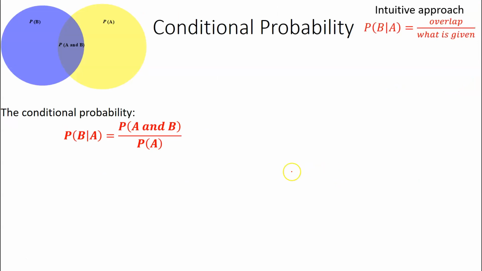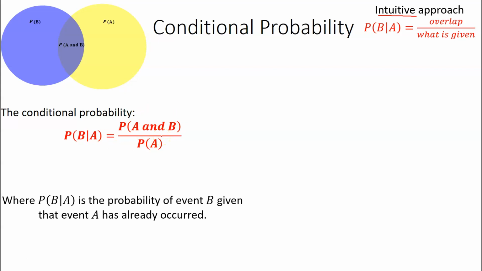Okay, so let's take a look at something here. We do have an intuitive approach. I mentioned that this was the overlap, and the second thing is what's given. So you can think of this just conceptually. That's what the intuitive means. Kind of from a conceptual point of view, if you figure out what the probability of the overlap is, divided by the probability of what's given, that's the same thing as this formal conditional probability formula.